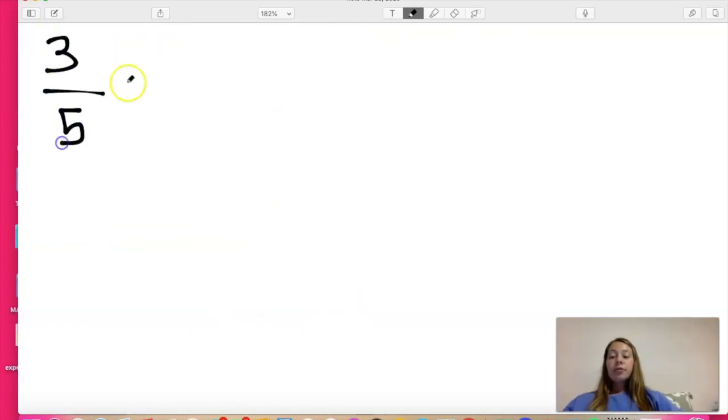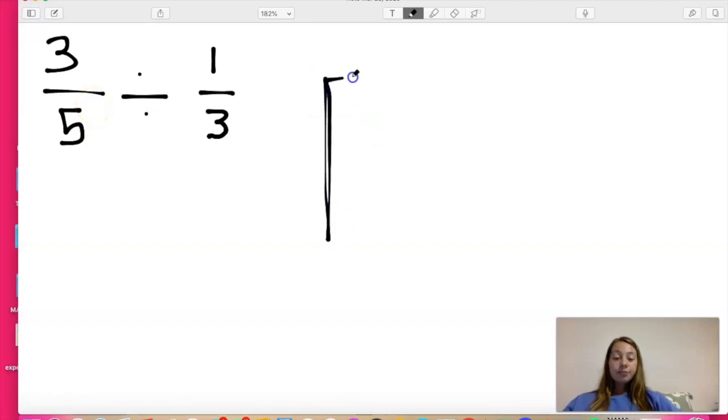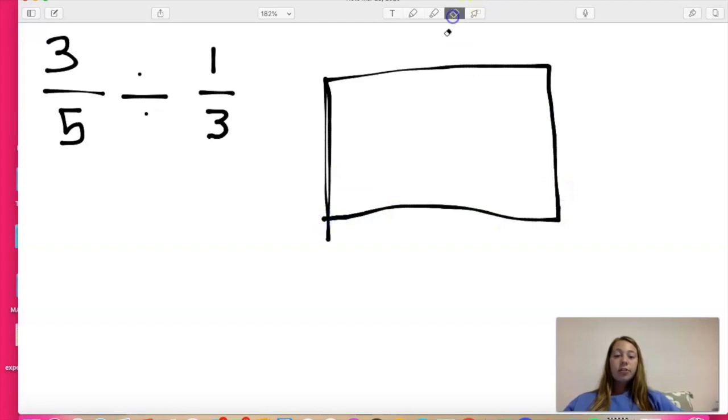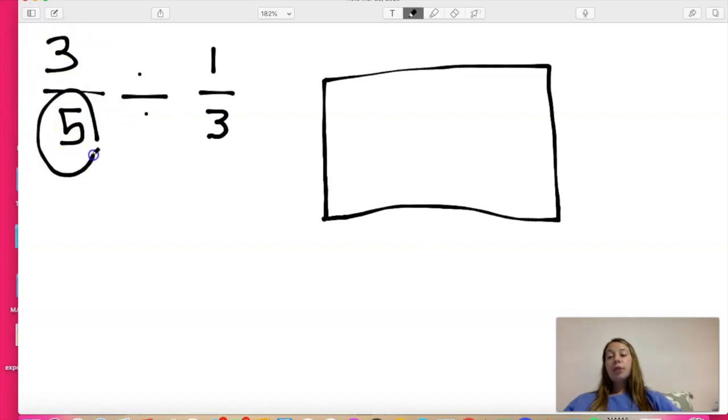3/5 divided by 1/3. So our first step is to draw a box, right? My beautiful box. Sorry, it's not that beautiful. There. Okay. So we have to draw. We go to the left side of the equation, and we have 3/5. We look at the denominator, and we know there's 5 parts to make a whole. So I'm going to draw 5 columns.